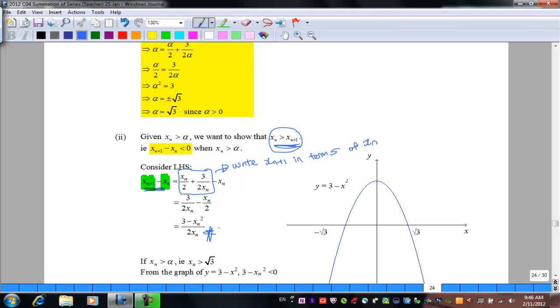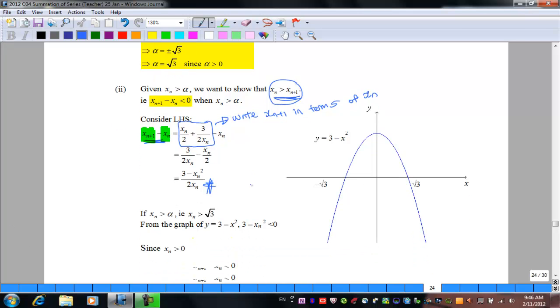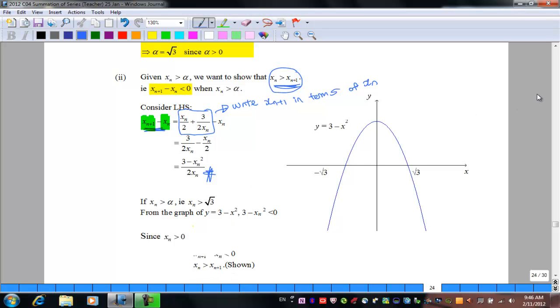Now then, what do we want to conclude about this? We want to conclude that this expression in green over here must be less than 0 when xn is more than alpha. So we have basically shifted our whole problem. Instead of proving this, we are now going to prove that this expression is less than 0 whenever xn is more than alpha. Now then, how can we do this?